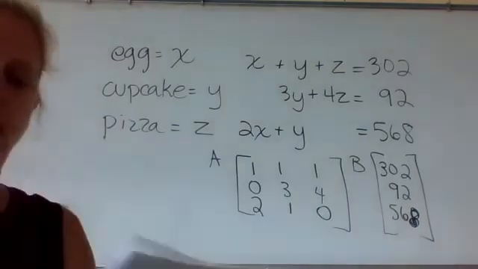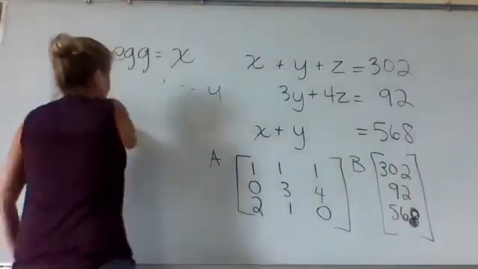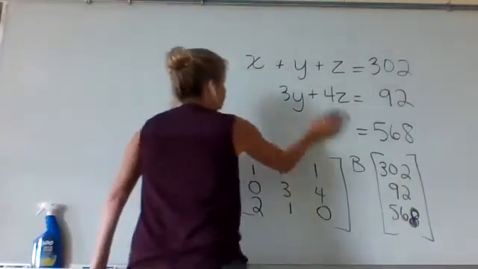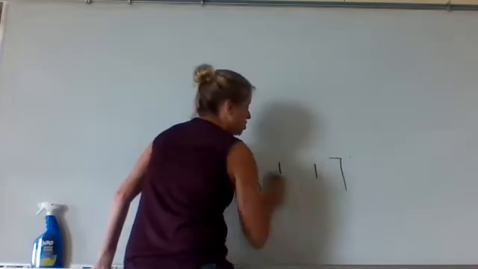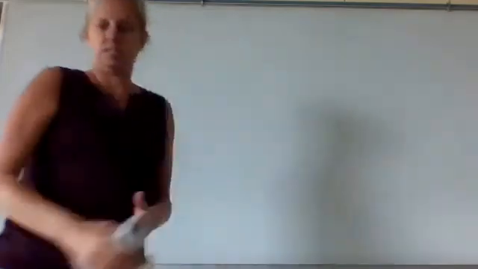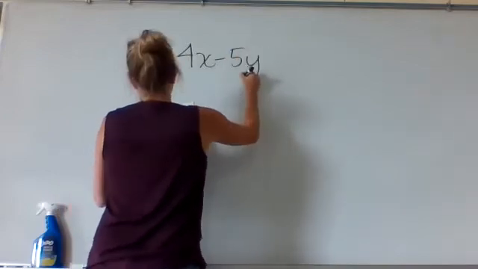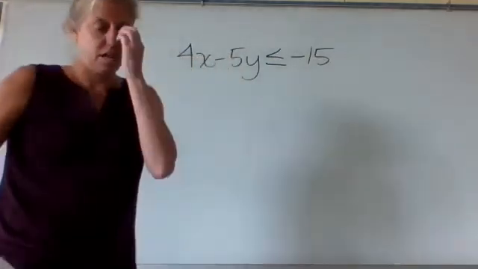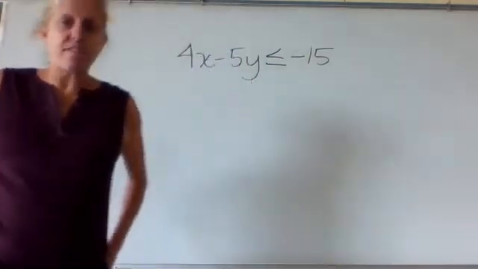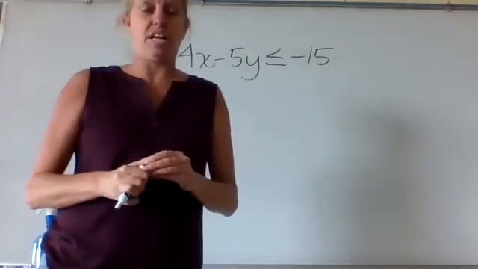All right, the last 3 problems are graphing the inequalities. So 23 is going to give us an inequality. It says 4x minus 5y is less than or equal to -15. So I want to graph this line, and then I'm going to shade either above or below it, depending on what the inequality ends up being.